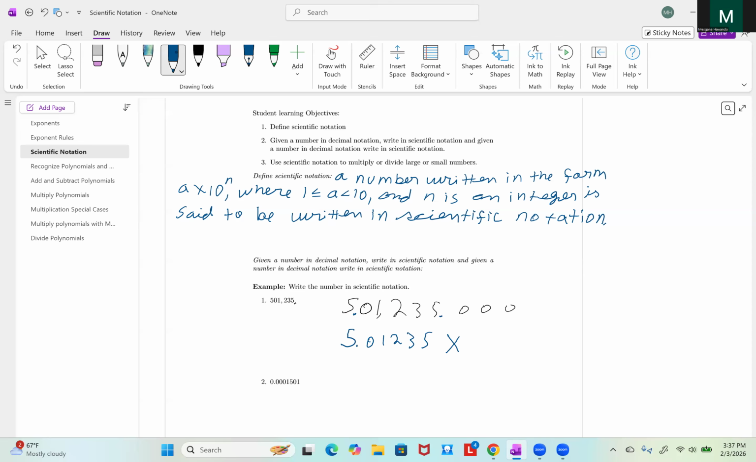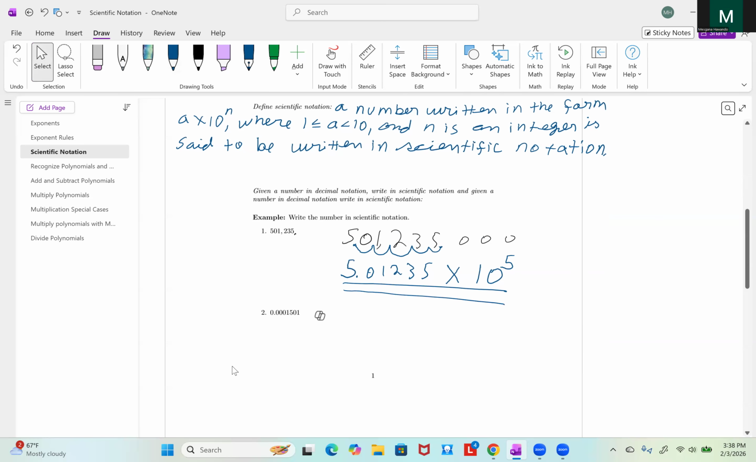When we move the decimal, then we have 10 times the exponent. That exponent is going to be the number of times we moved the decimal to the left. So we count 1, 2, 3, 4, 5. We moved 5 places to the left, so it's going to be positive 5. So we changed this number into scientific notation.